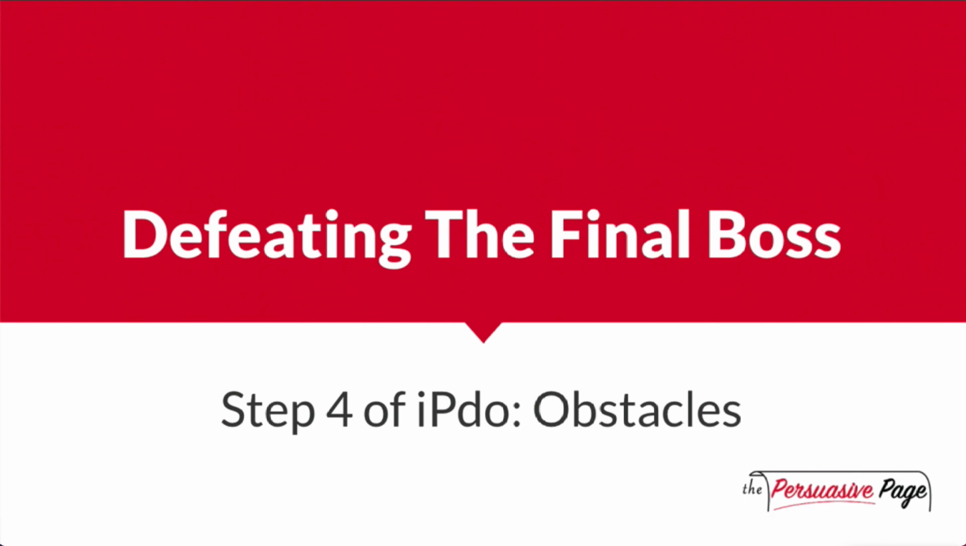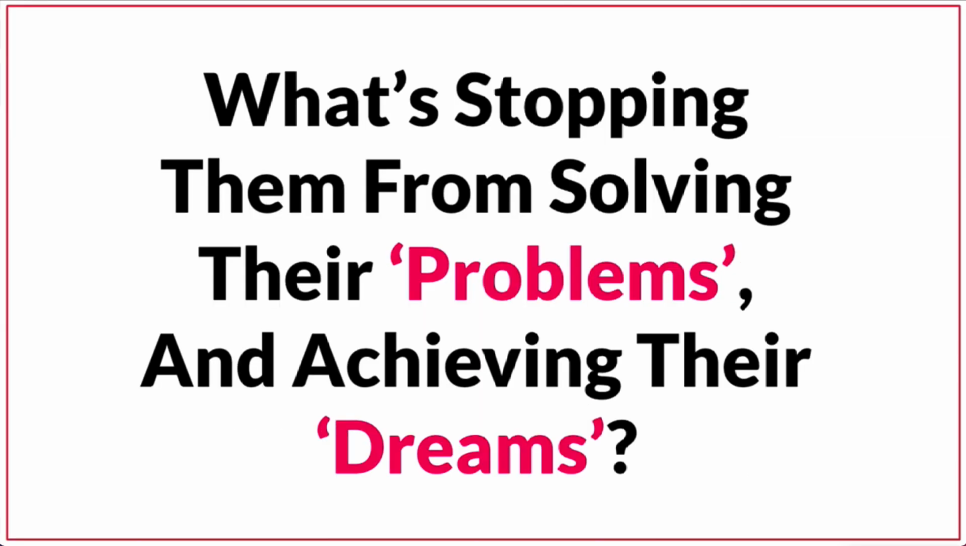And put simply, I define obstacles as what's stopping them from solving their problems and achieving their dreams. And I got problems and dreams in red there to point out that they're the two previous parts of this IPTO model, right? So you found their problems, you found their dreams. What's stopping them from getting from one to the other? So it's not quite the same as problems, because sometimes people get a little confused on this. How is obstacles different from problems?